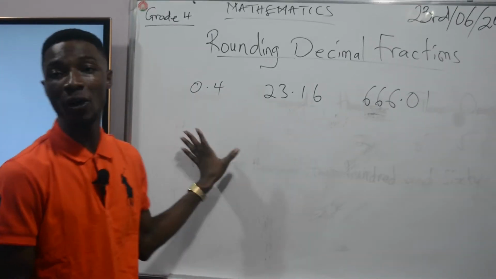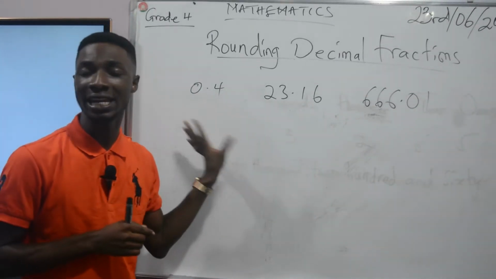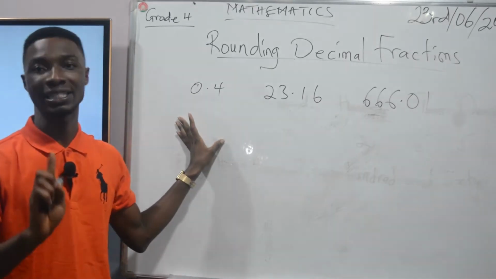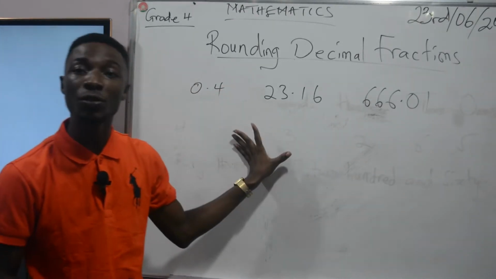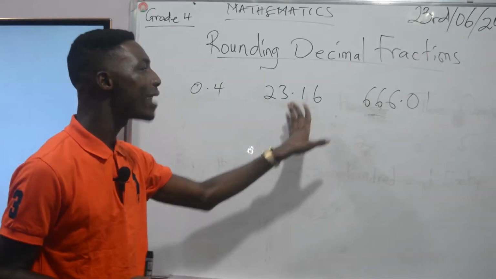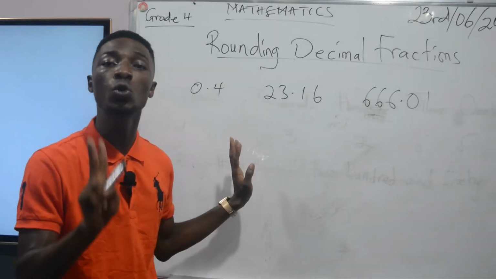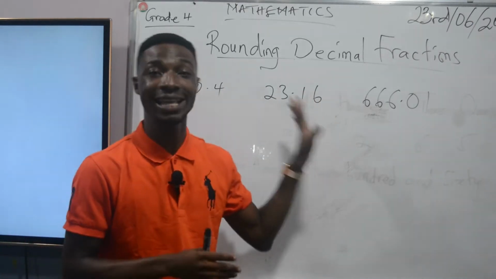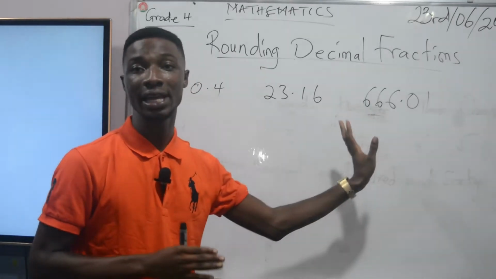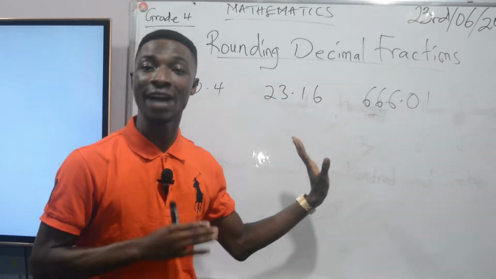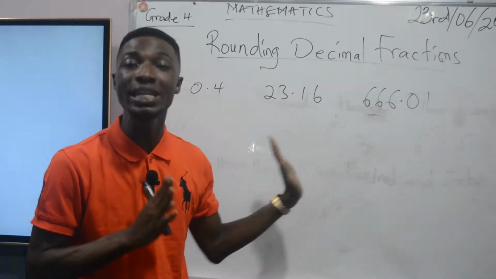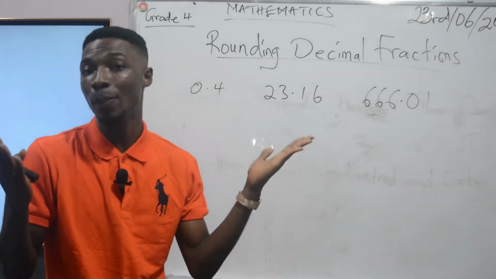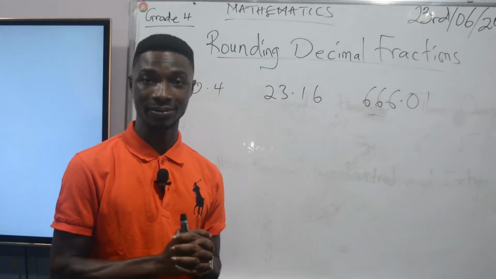So if I take the number 0.4, I have only one digit after the decimal point. So this number 0.4 has only one decimal place or only one decimal point. If I take the number 23.16, I have the digits 16 after the point. So it has 2 decimal places or 2 decimal points. Now if I take the number 666.01, it also has 2 digits after the point. Therefore, it has 2 decimal places, which are 0 and 1. You can say decimal places or decimal points, either of which is accepted.